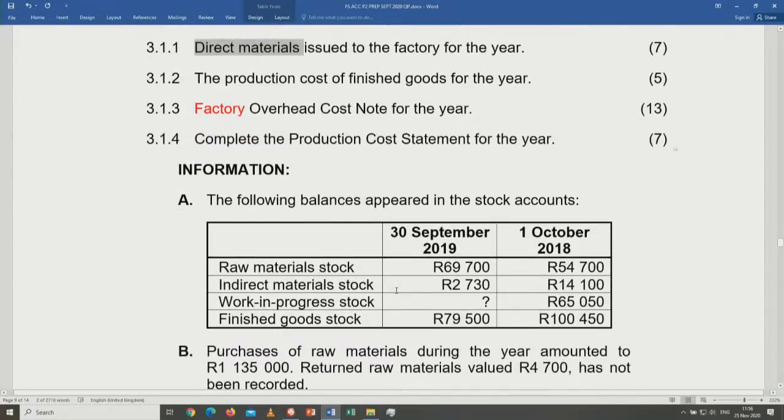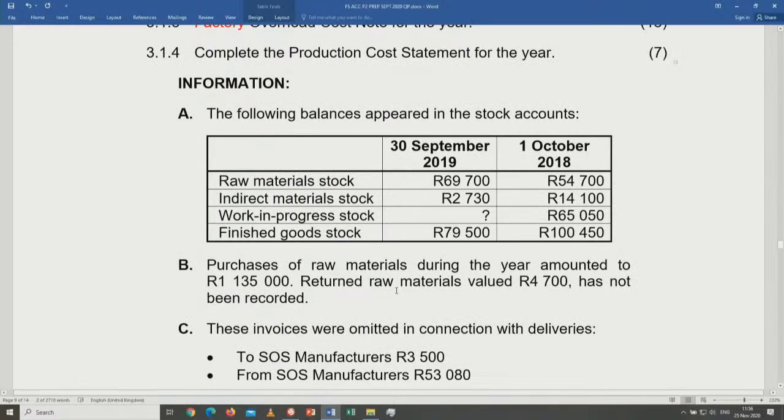Let's look at my information in A. Now I want you to follow with me if you have your papers there with you. Information A. The following balances appeared in the stock accounts on the 30th of September 2019, and be careful when you look at your date. It says the 30th of September 2019. What date is this one? This is the date of the, let's highlight it quickly. This is the end of the financial year, right? So these are your closing figures, right?